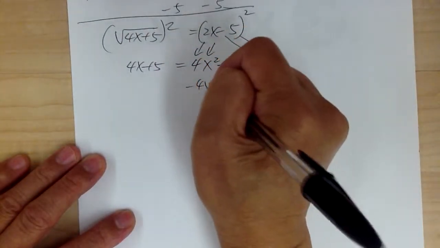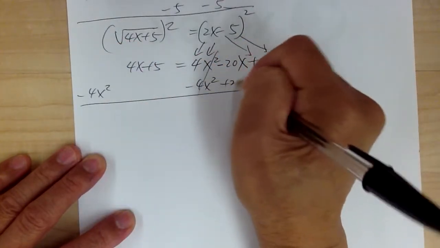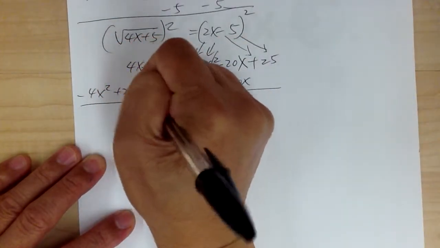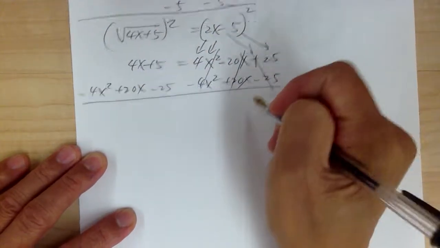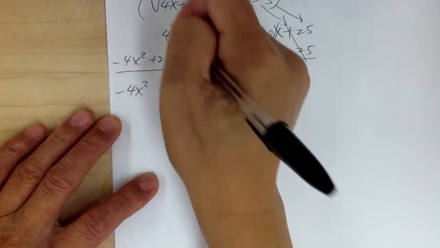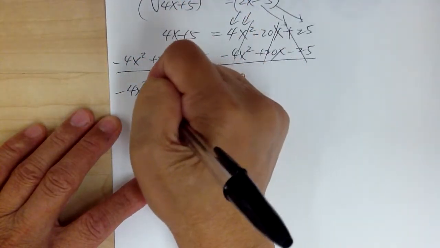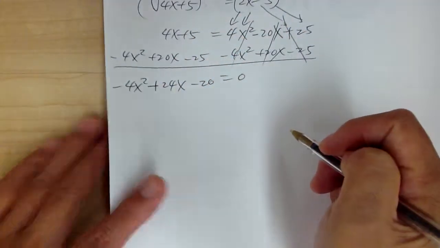Okay, I'm going to move it into this side. So minus 4x squared, minus 4x squared, so cancel out. Plus 20x, plus 20x, cancel out. Minus 25, cancel out. So I have equal to 0. So you got negative 4x squared. This one, I'm going to get plus 24x. This one I'm going to get minus 20.